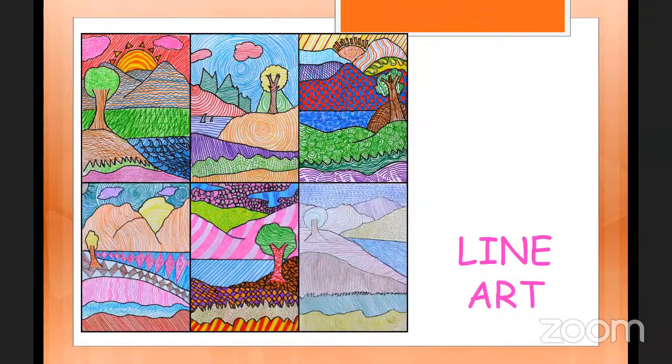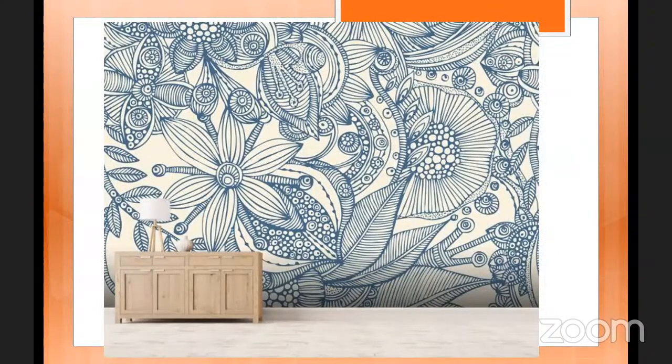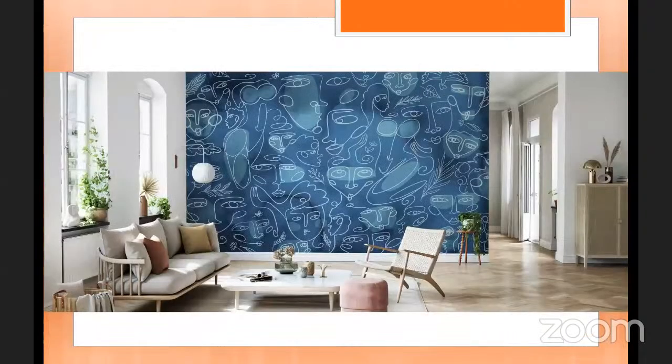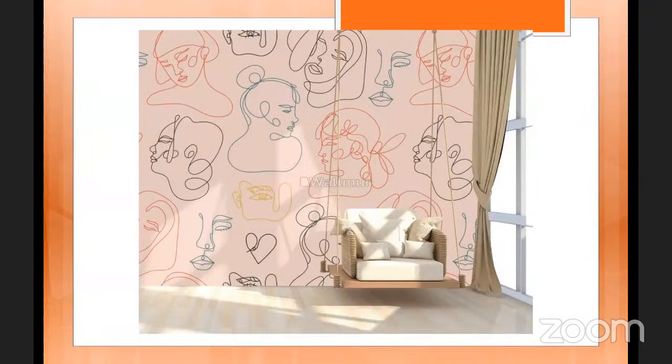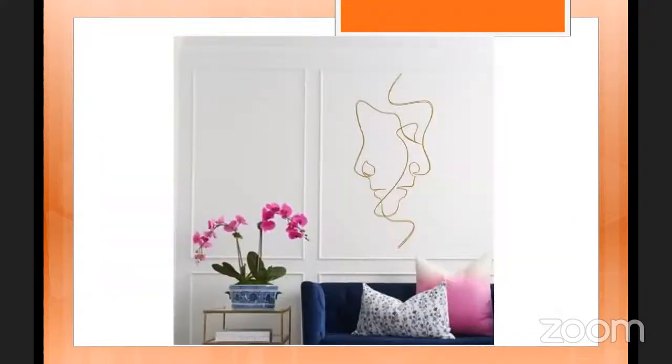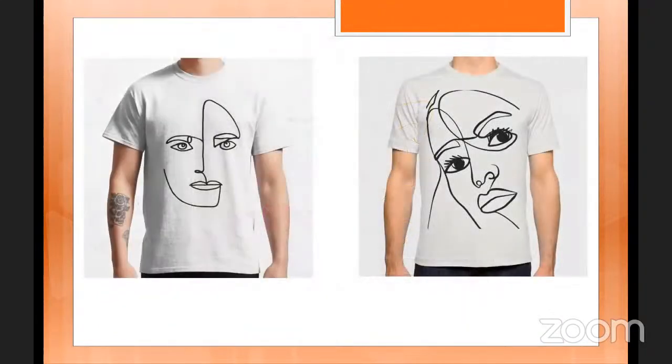I have just collected a few line arts for you people to see how to use these lines in your design. See how this face line art has been used on a wall in an interior. So think ahead. And also in fashion, if you search, you will find many more.